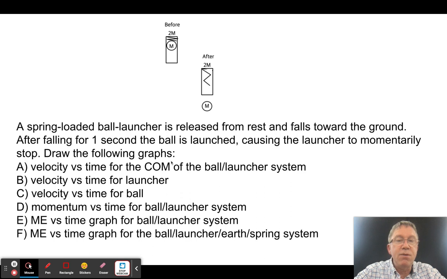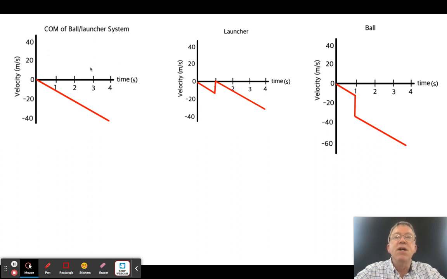We want to draw the following graphs. Okay, so let's just try this. A velocity versus time for this. So let's just look at these different graphs. I want to do the center of mass of the ball launcher system. There is an external force acting on the ball launcher system. It is gravity, and it's going to cause it to accelerate at g. And since we aren't told otherwise, we assume we're on Earth where g is 10. So what I should find is every second it's going to gain 10 meters per second in the negative direction.